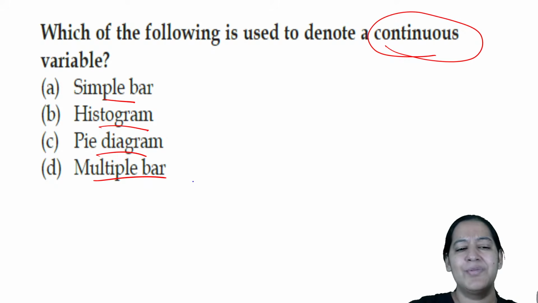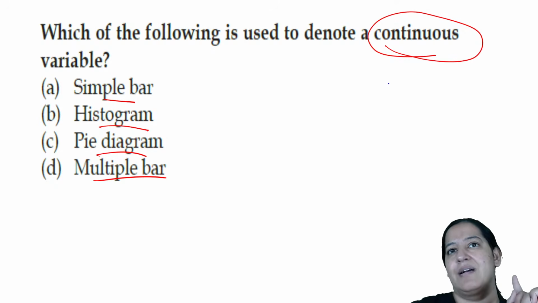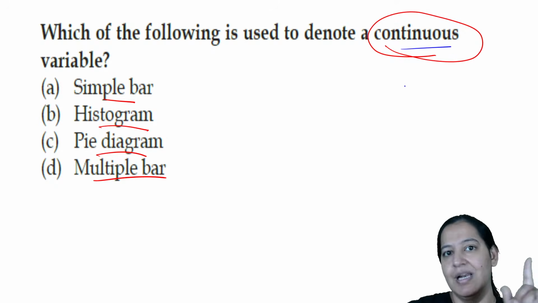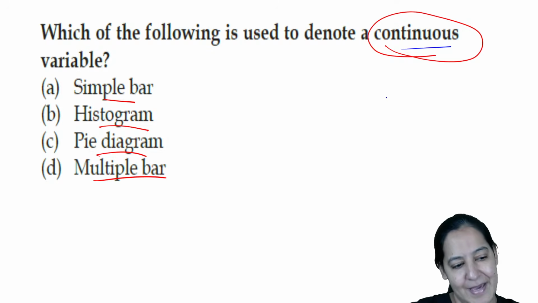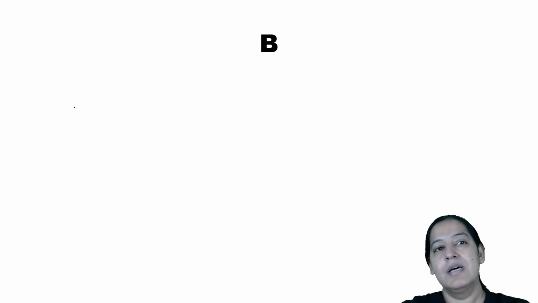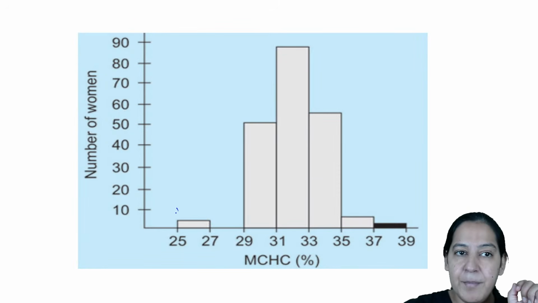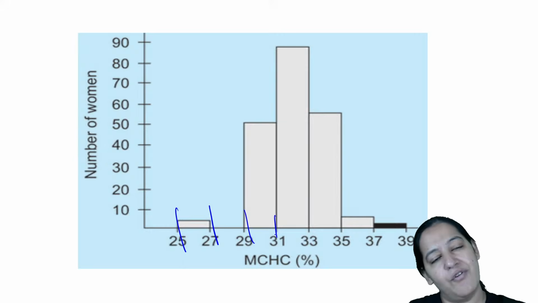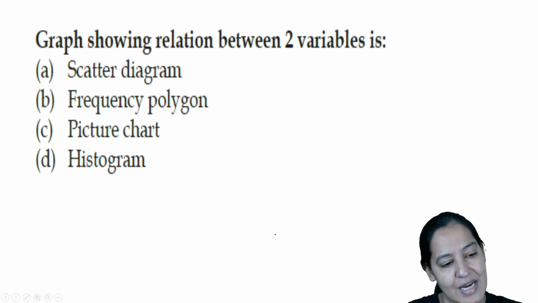Very easy. So I am asking about a continuous variable. Continuous means fractions are possible. In between values are possible. Yes, you are absolutely right. The correct answer here will be histogram. So in a histogram, you can see in between values are also possible. So it is for continuous. Again and again, I'm telling you the same thing.